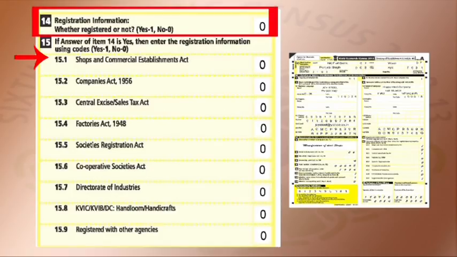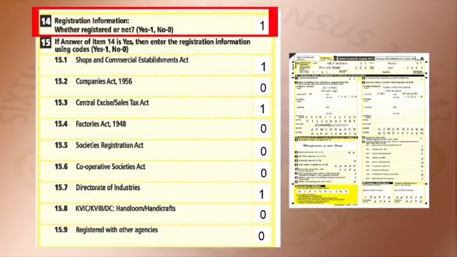Sir, column 14 says whether the establishment is registered or not. Right. If in column 14 code 1 is being given, then it becomes important to check in column 15 under which act or law the establishment is registered. The list is mentioned in the form in 15.1 to 15.9.